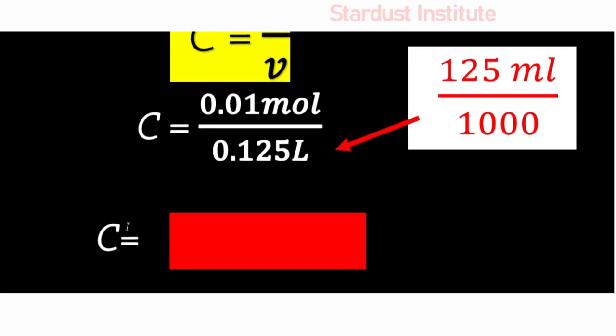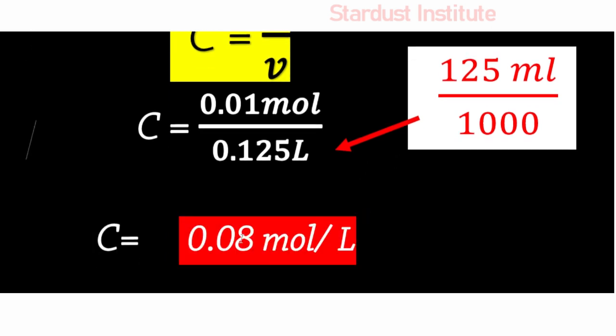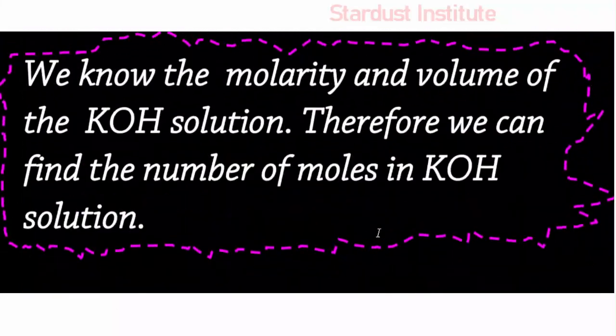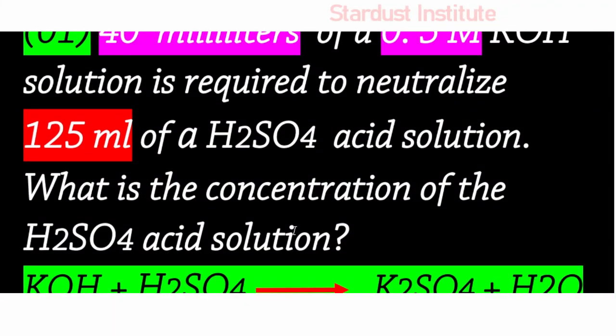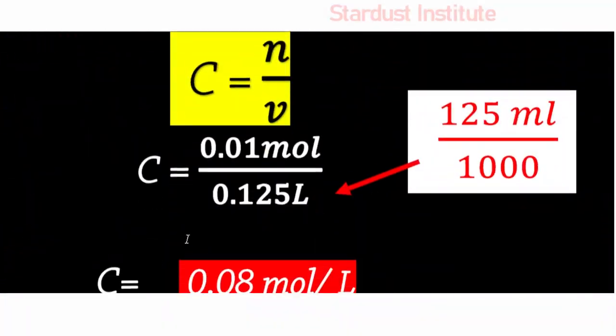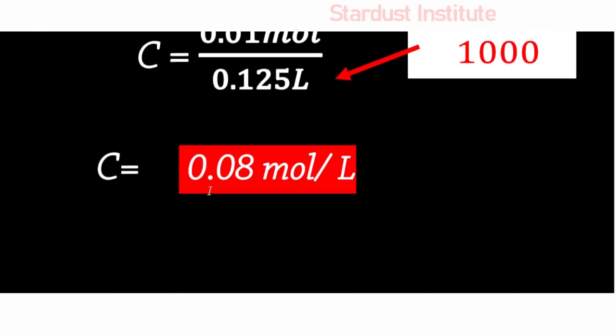Concentration C equals 0.01 mole divided by 0.125 liters, which is 0.08 moles per liter. What's the concentration of the sulfuric acid solution? We found it: 0.08 mole per liter.